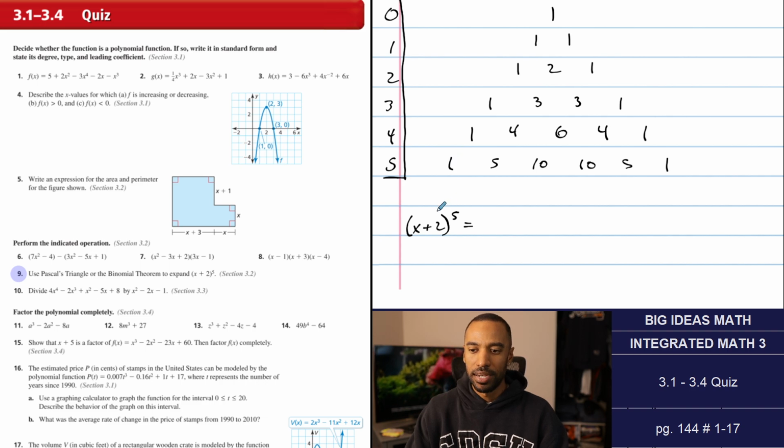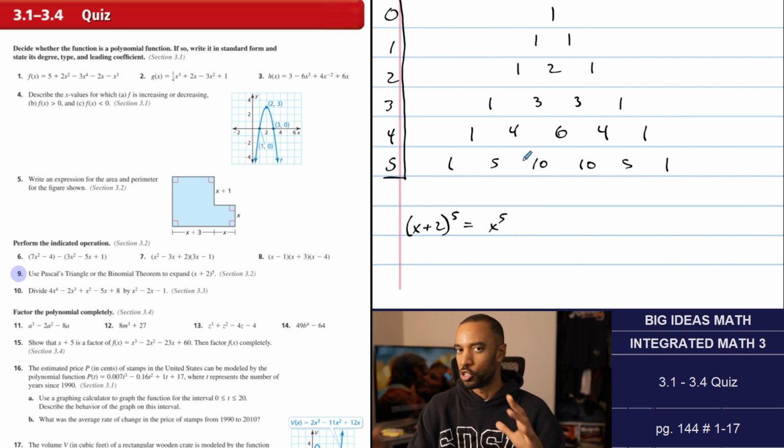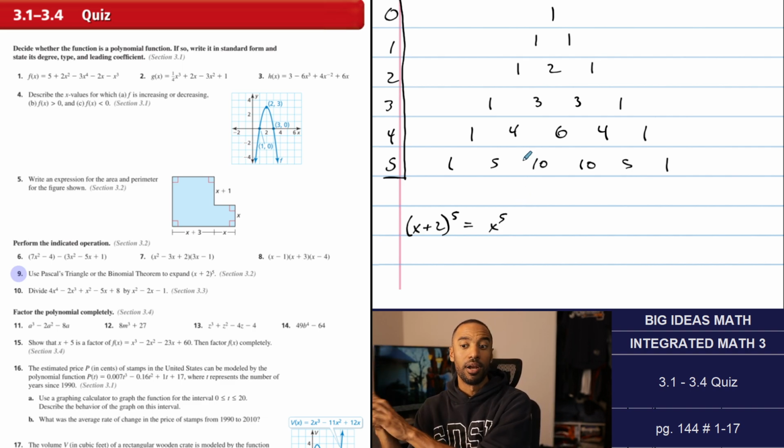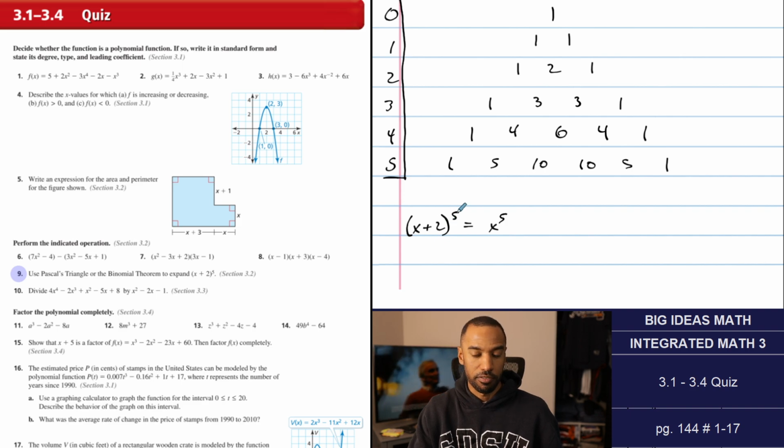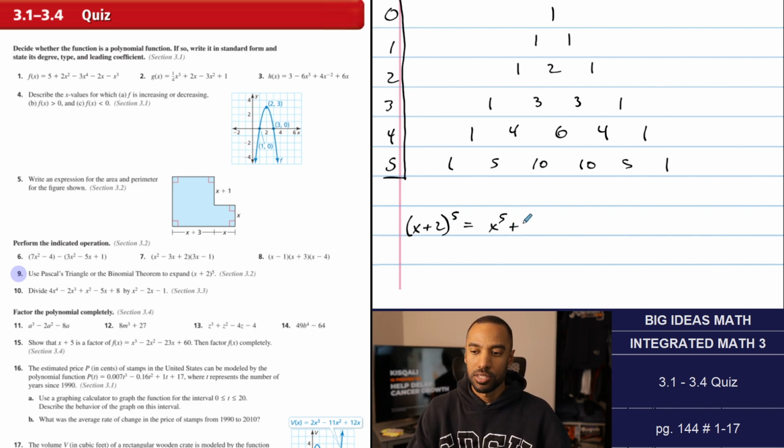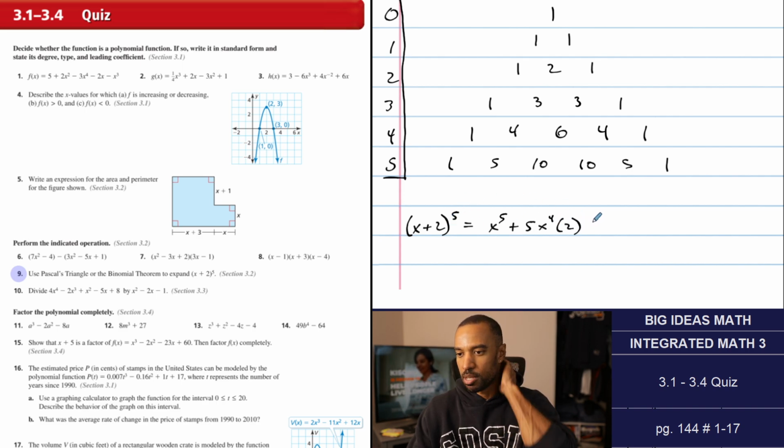So we'd start with 1 times x to the 5th times 2 to the 0. I can just write that as x to the 5th. I think most every time you're going to see that you're just raising the first term to the 5th power. And in the last term, you're just going to raise the 2 to the 5th power, right? Plus, now 5 is going to multiply by x to the 4th, which multiplies by 2 to the 1st power, right? You saw that before, but this time I'll just write the 2.